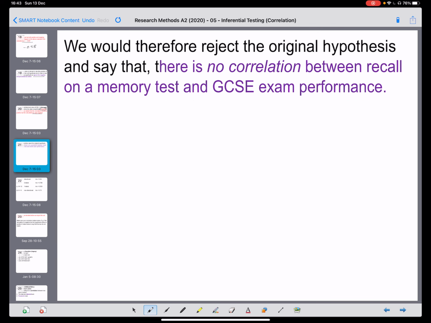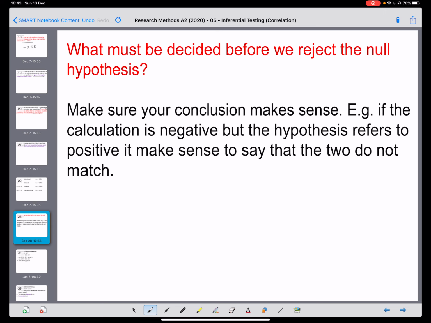Now, of course, this is just referring to that particular situation, rejecting the original hypothesis because there's no correlation between recall and GCSE performance. So please get your head around these types of ideas. Remember, I'm going to be explaining this in lessons as well. You should just have a look at it because you might find that actually it's as simple as this.